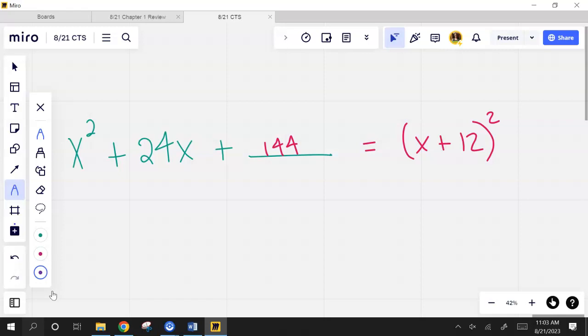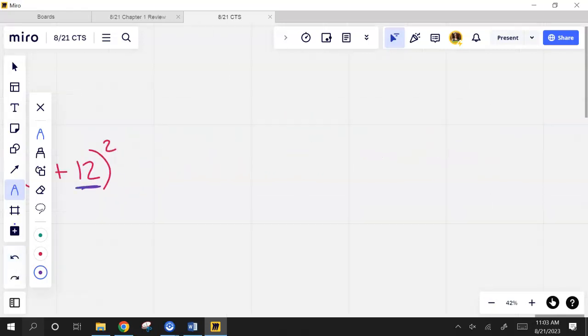Y'all ready for a challenge? One more easy one, and then we'll do a challenge. So it's the square root of the first, and then the square root of the last. Give me an even number. Give me an even number. Yes. 76.